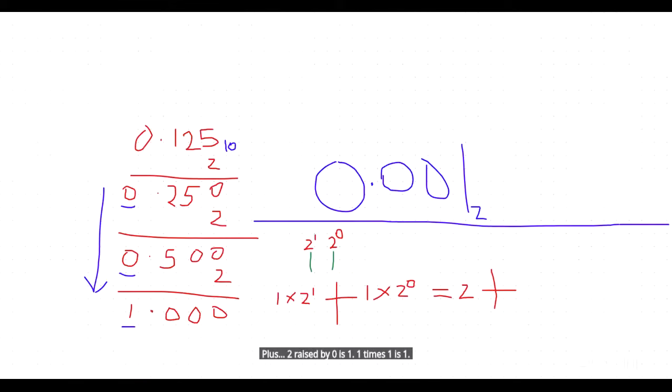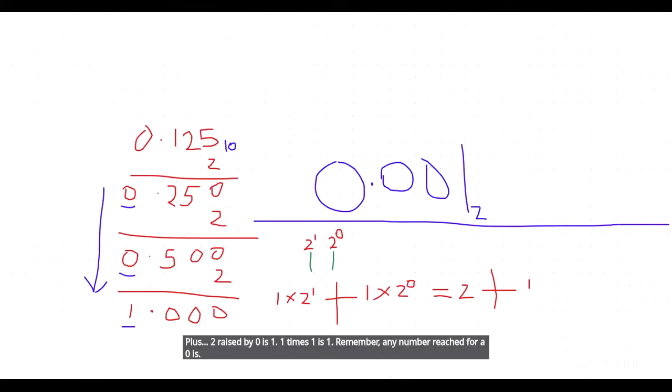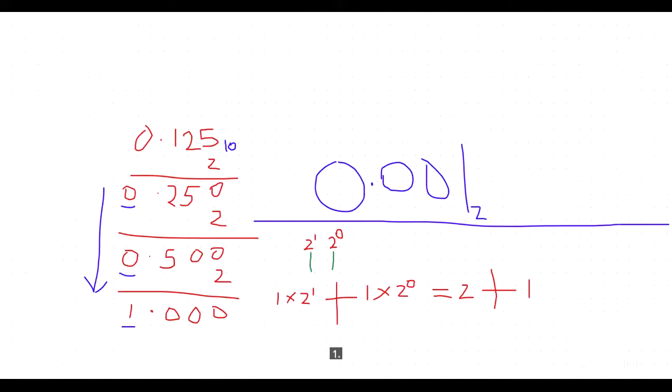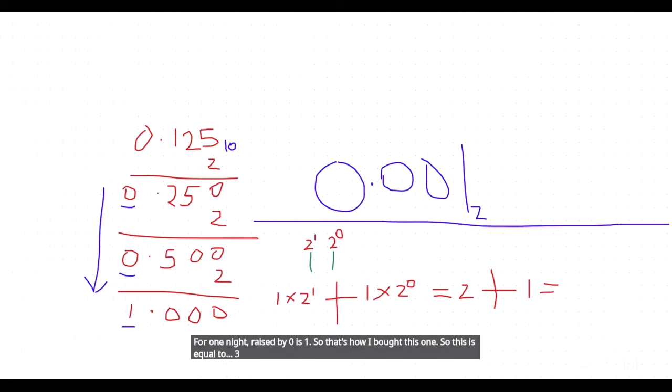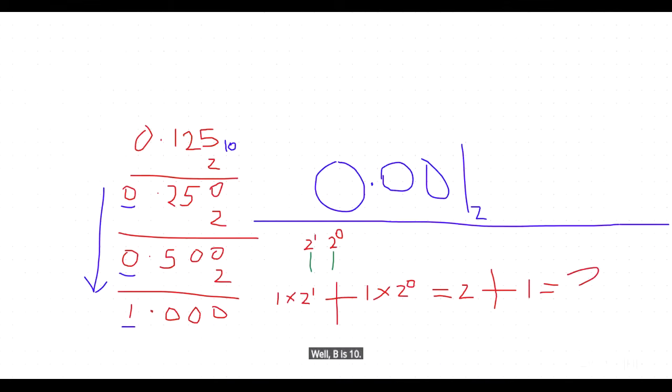Remember, any number raised to power 0 is 1. 200 million raised to power 0 is 1. 5 raised to power 0 is 1. 419 raised to power 0 is 1. So that's how I got this one. So this is equal to 3, base 10. Or you call it 3. So 1, 1, a binary number converted to decimal number, will give you 3.